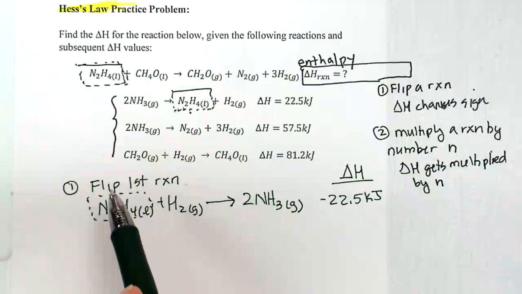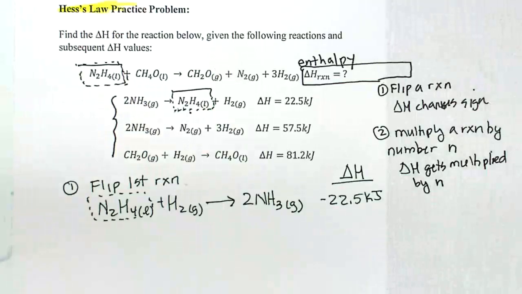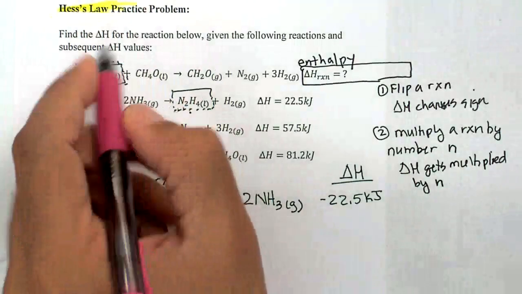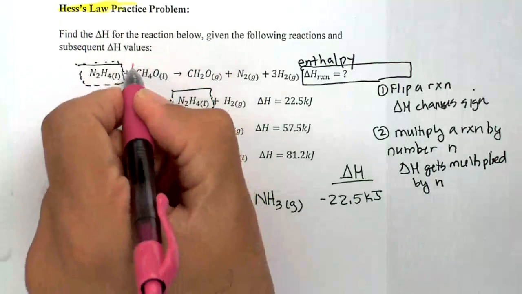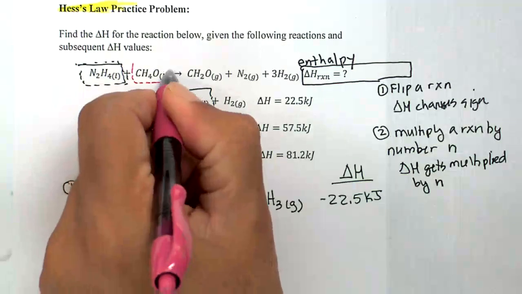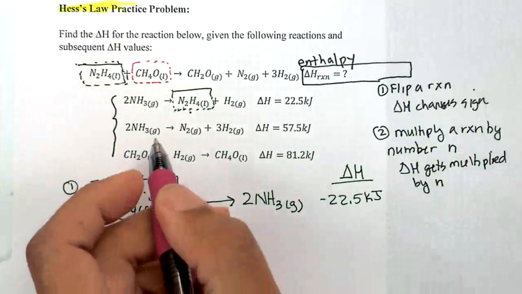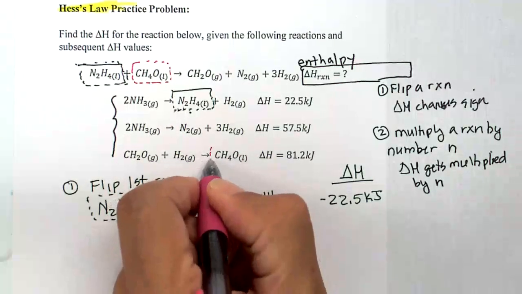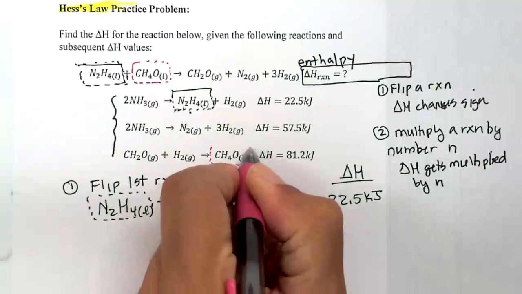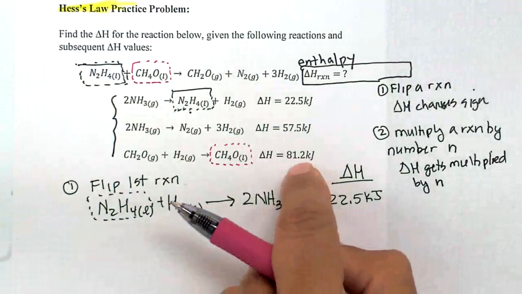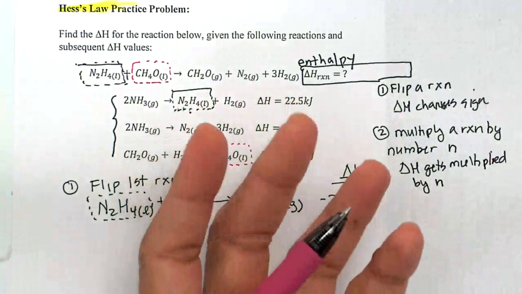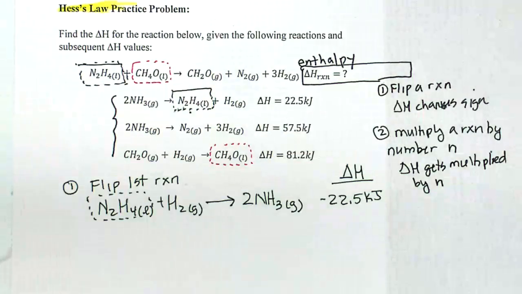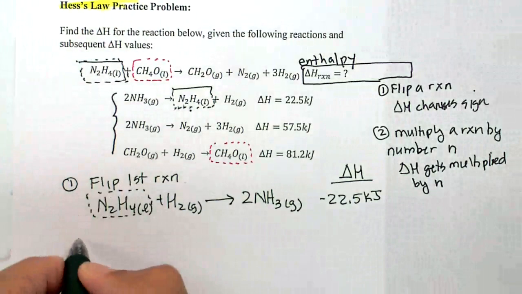Okay. All right, what else can we do here? Okay, so you see this CH4O. Okay, where do we see a CH4O? Okay, we see it, but it's on the product side. Okay, what can we do with this third reaction to put it on the reactant side? Yes, that's correct, David. We can flip it. So we will also flip the second reaction.